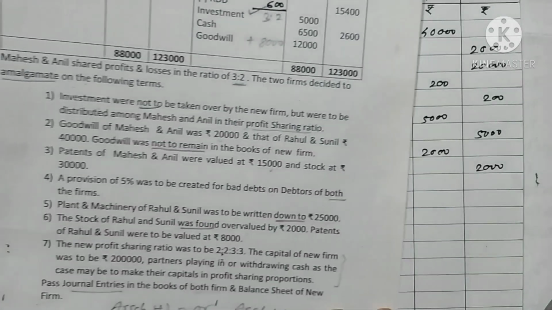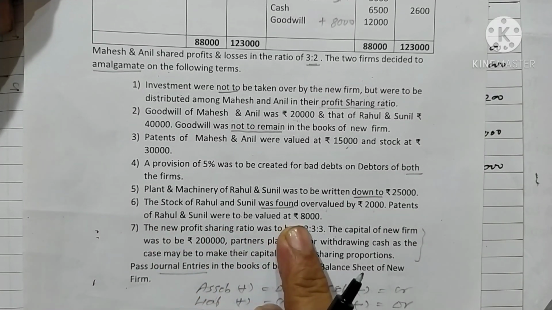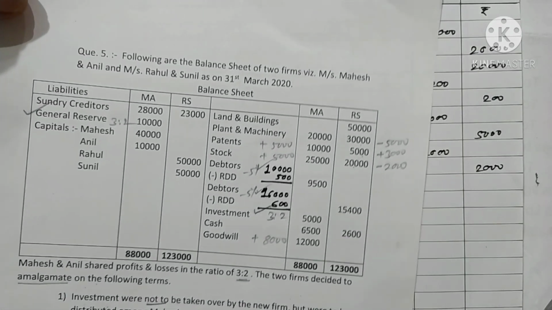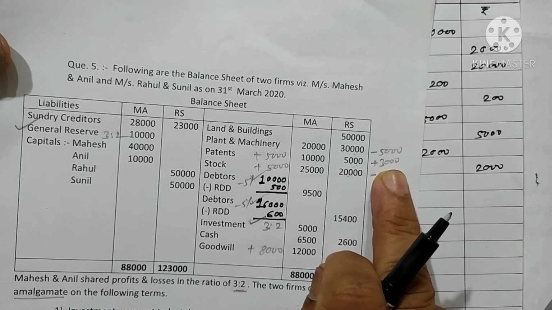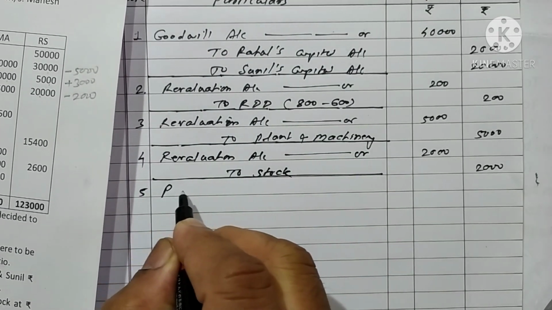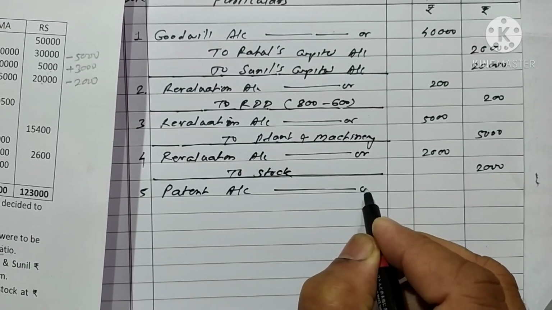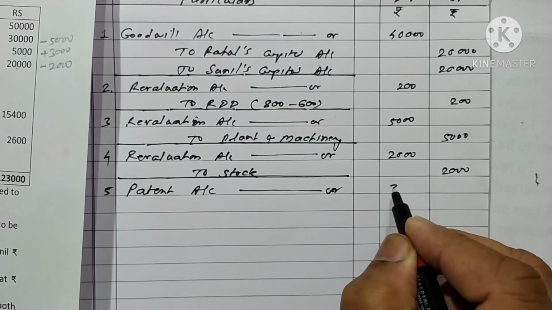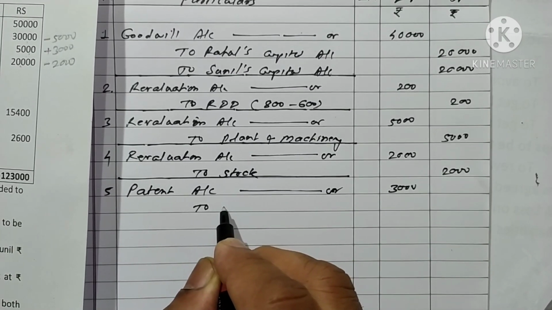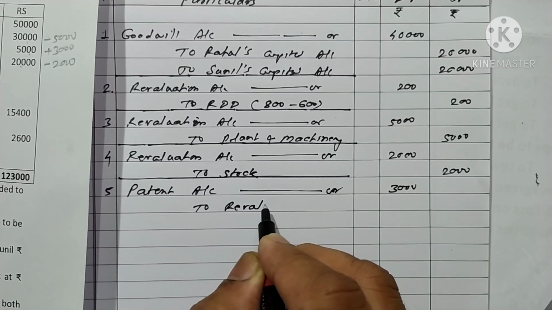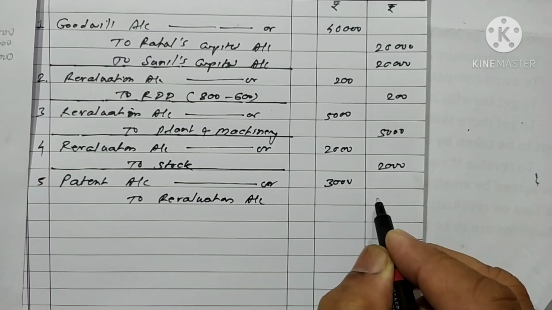Now, fifth transaction. Patents of Rahul and Sunil valued at rupees 8,000. Here, patents are 5,000. We have to increase by 3,000. An asset increase is debited. Patents account debit rupees 3,000 to revaluation account, rupees 3,000.